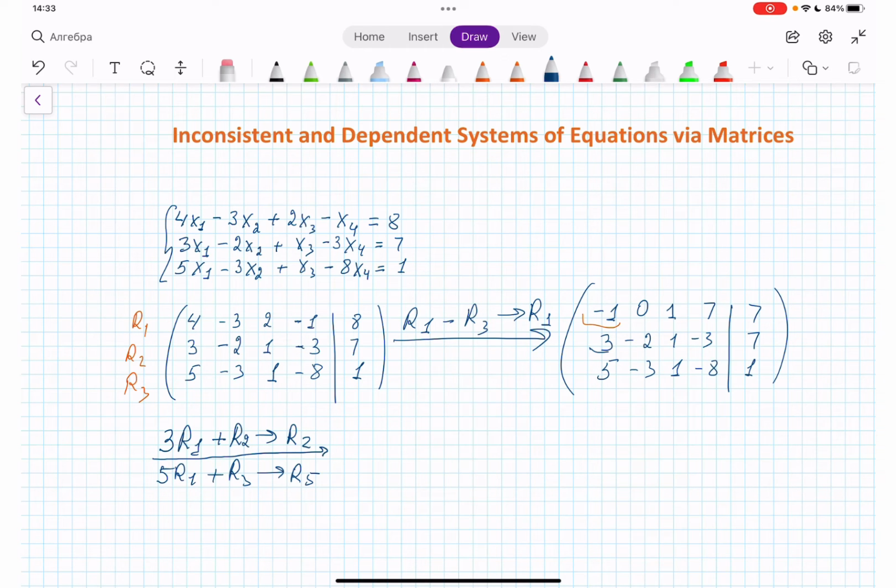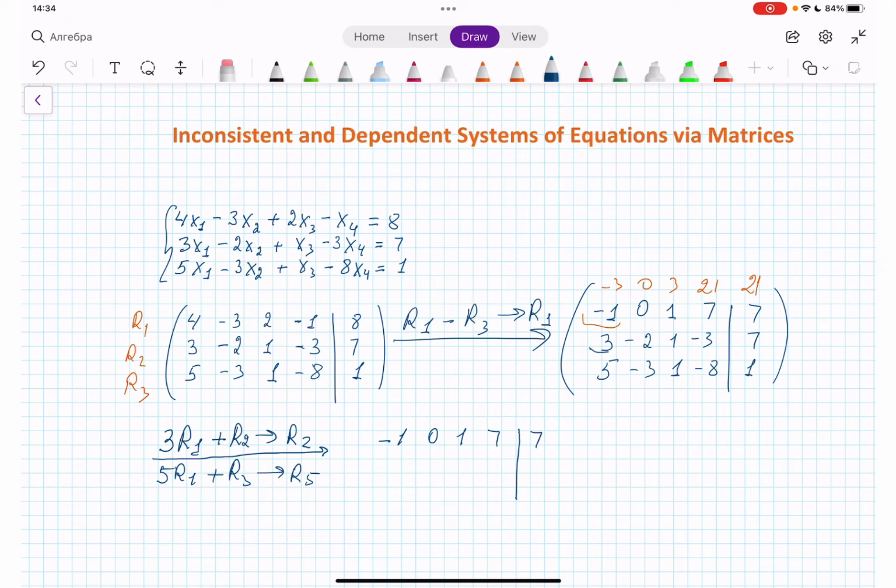Let me make it look nice and readable. Okay, like this. And as a result, we are getting the first line multiplied by 3. It's going to be negative 3, 0, 3, 21. Now, once we subtract, the first line is going to stay the same. I multiplied so we can do the operation. So negative 1, 0, 1, 7, 7.